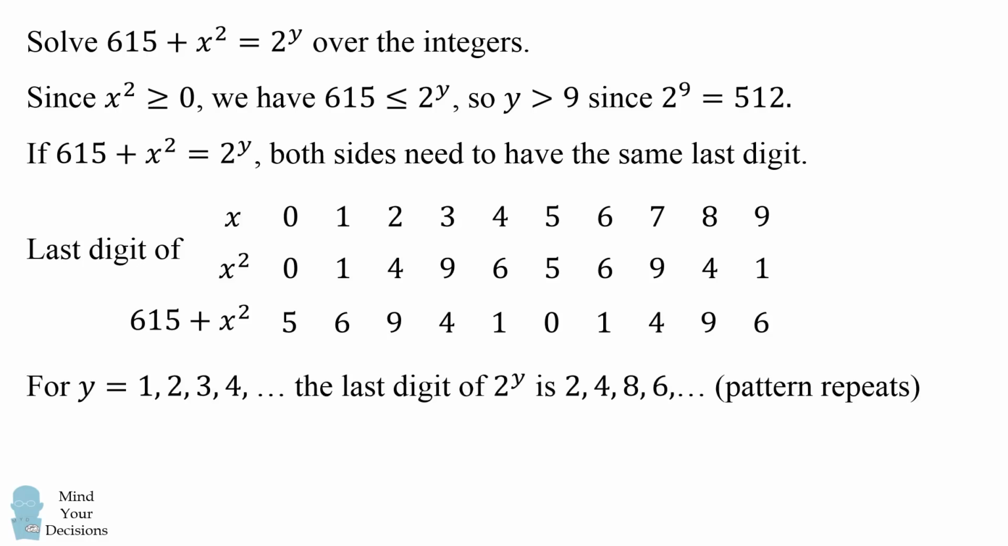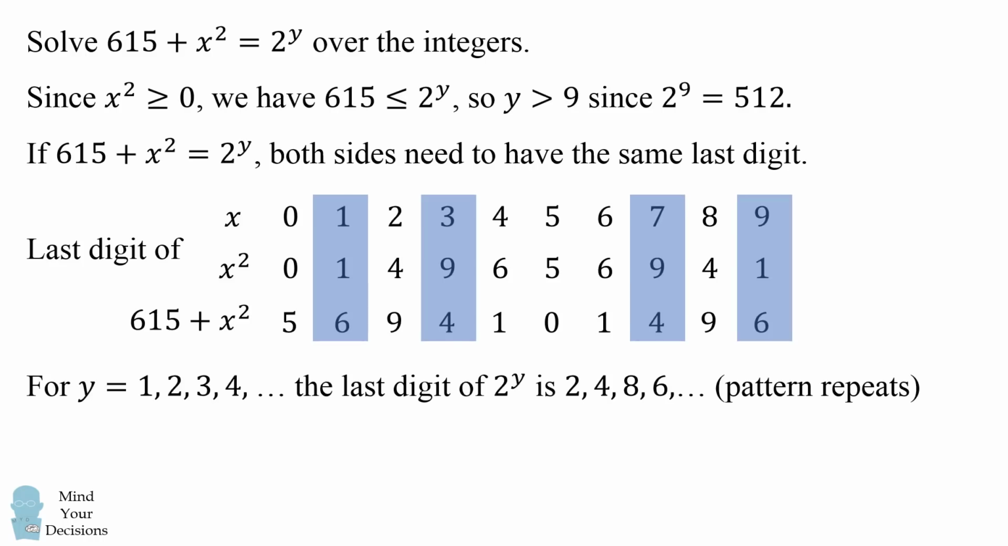You can figure this out by doing a few calculations. If you calculate the values for y is equal to 1, 2, 3, 4, and so on, you'll see a pattern. The last digit of 2 to the power of y will follow a pattern 2, 4, 8, 6. Then the pattern will repeat 2, 4, 8, 6, and so on for every 4 numbers.